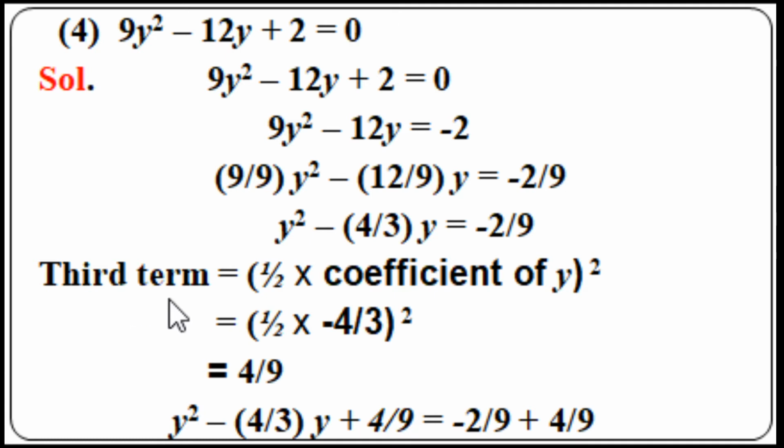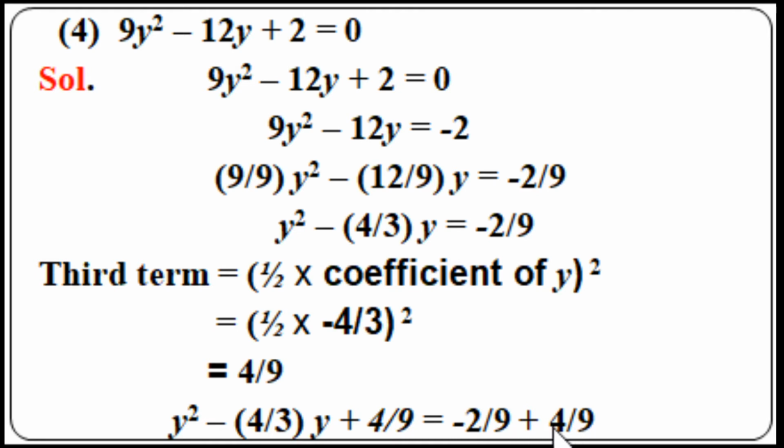Now we use the formula: third term is equal to half into coefficient of y, whole square. Coefficient of y is minus 4 upon 3, so half of that gives minus 2 upon 3. So square of minus 2 is 4, square of 3 is 9. We get the third term as 4 upon 9. Add this term in this equation, we get y square minus 4 upon 3 y plus 4 upon 9 is equal to minus 2 upon 9 plus 4 upon 9.